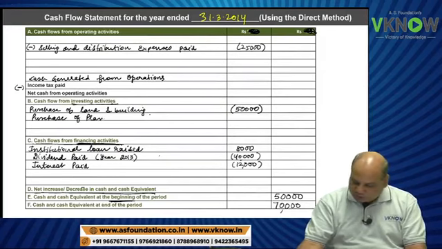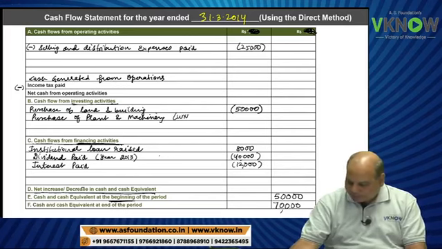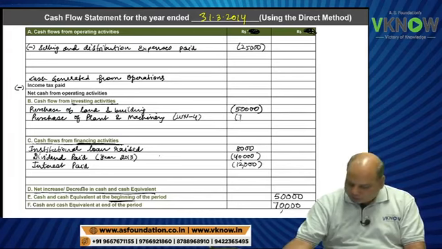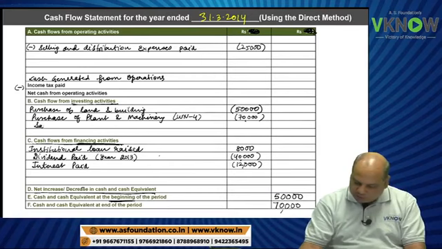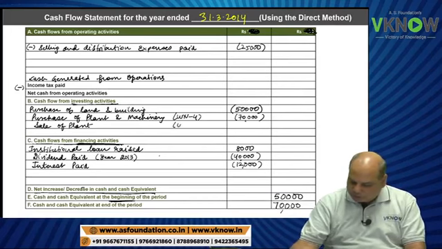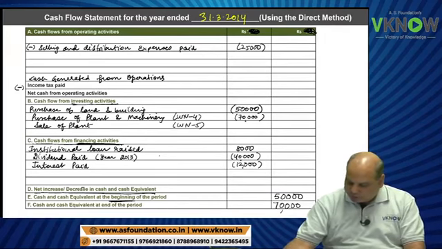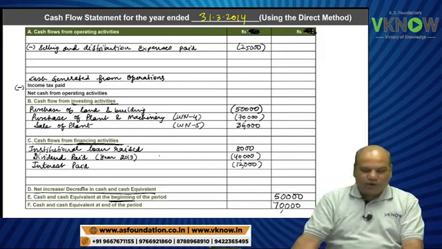Write purchase of plant and machinery, working note 4, in bracket 70,000, and sale of plant, working note 5. Tanya is right. Very good, Tanya.